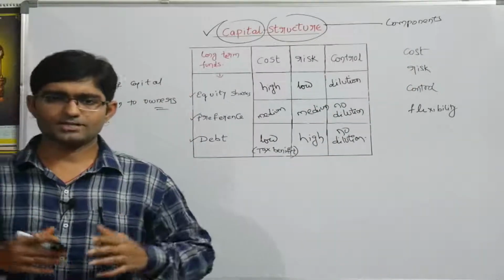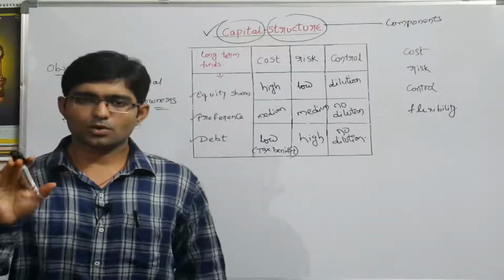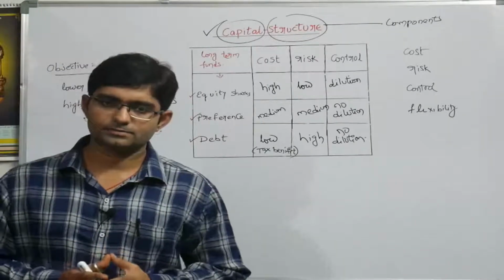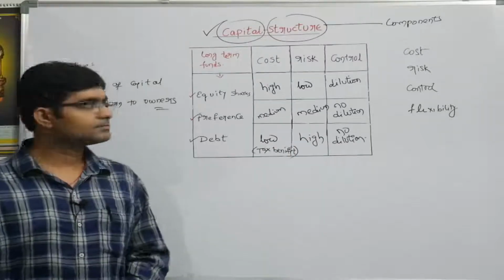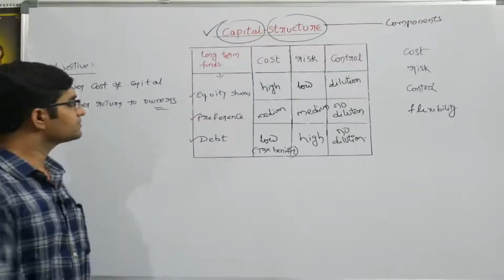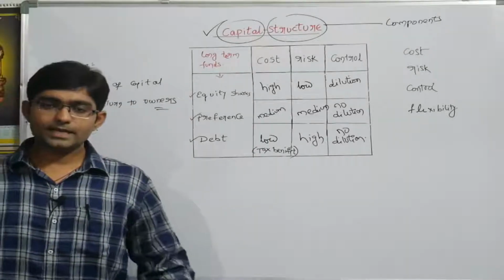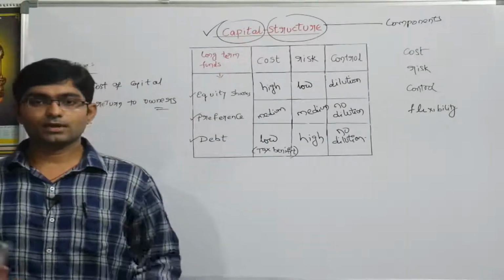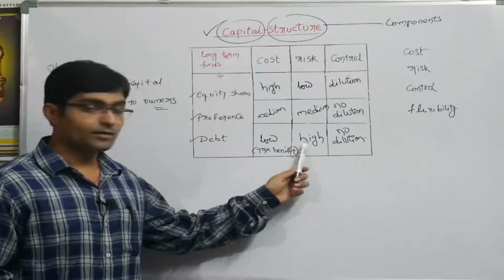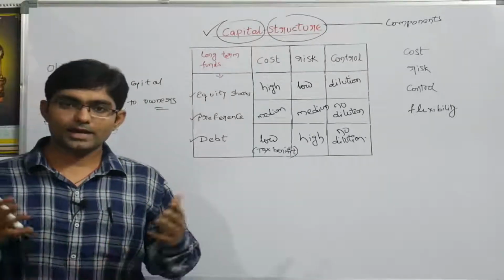Let's take the same example. If I ask you to raise 100 crore capital, then how will you select? Which source will you select? Let's check this table. First one about cost. Scan this table. Cost: this is high, this is medium, this is low. You may say I will go for 100% debt, and you can go. But what about risk? The risk is higher, so it may not be a great decision.